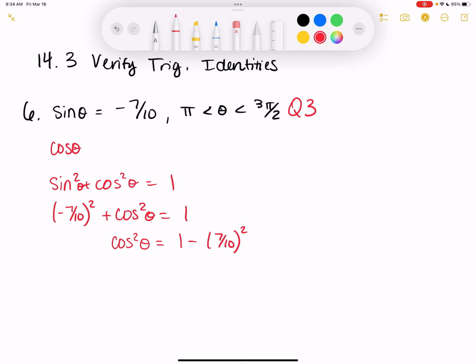I can rewrite this as 1 minus 49 over 100. I could technically rewrite this one as 100 over 100. So cosine squared of theta is equal to 51 over 100. That's only one of them. You've got to find the other four. We're not done yet.